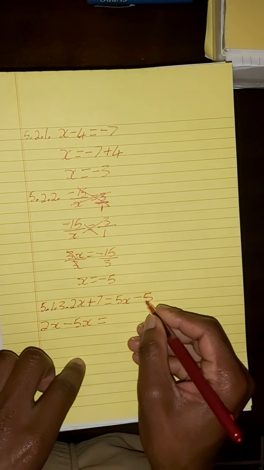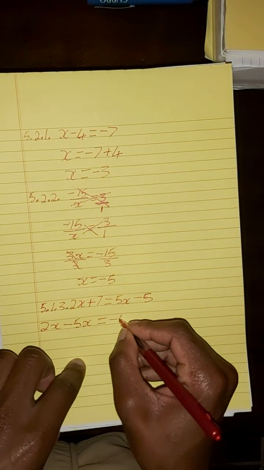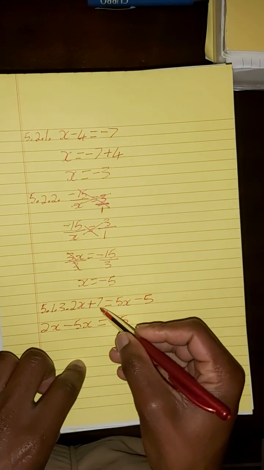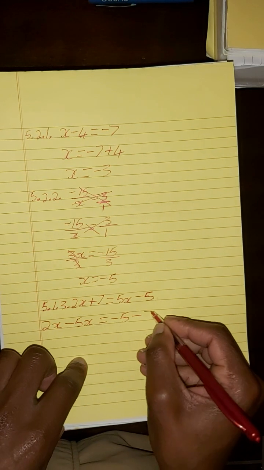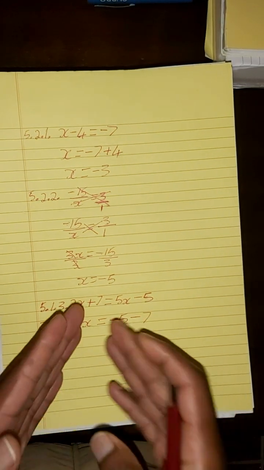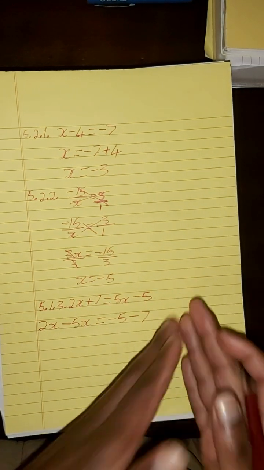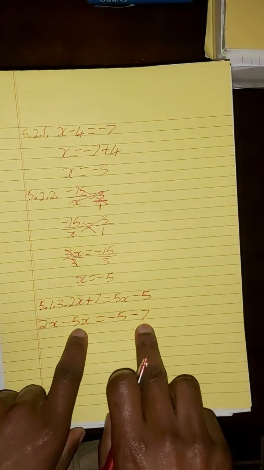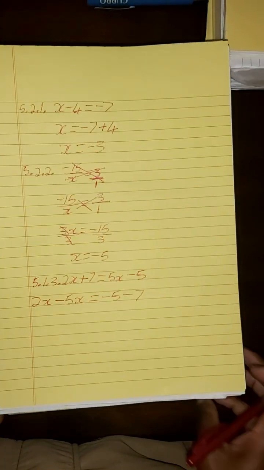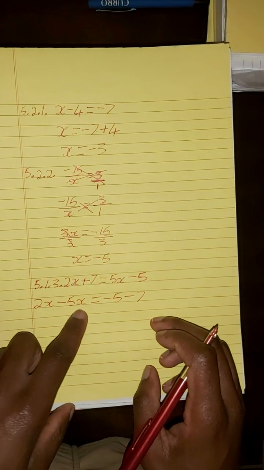Is equal to, on the right there's already a negative 5. Then we take this positive 7 to the right, and it becomes a negative 7. Do you see? I've taken this one to the right, I've taken this one to the left. There we go. Here they are. All right. From here, what do we do, guys? We add our like terms.